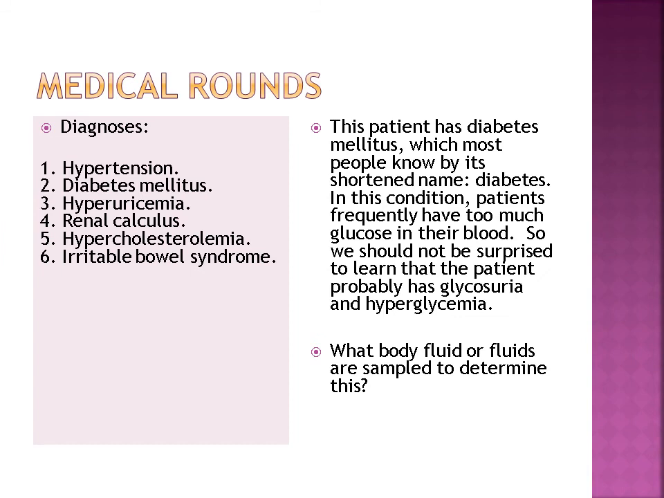Still considering this same patient, this patient has diabetes mellitus, which most people know by its shortened name, diabetes. In this condition, patients frequently have too much glucose in their blood. So we should not be surprised to learn that the patient probably has glycosuria and hyperglycemia. What body fluid or fluids are sampled to determine this? Glycosuria is sugar in the urine. To get this result, you need a urine sample. For hyperglycemia, sugar in the blood, you need a blood sample.